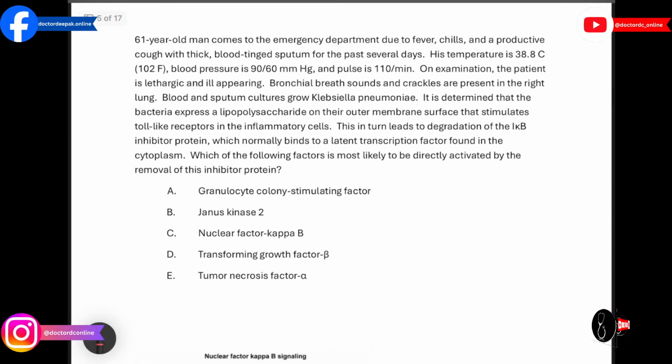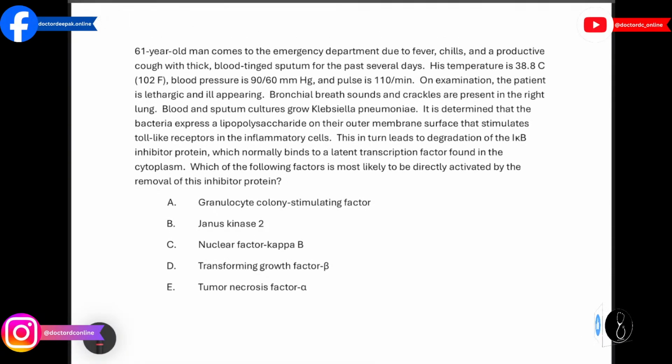Now we are moving to our next question. A 61-year-old man comes to the emergency department due to fever, chills, and a productive cough with thick, bloody sputum for the past several days. His temperature is 38.8 Celsius, blood pressure is 90/60, and pulse is 110 per minute. On examination, the patient is lethargic and ill-appearing, and bronchial breath sounds and crackles are present in the right lung. The blood and sputum cultures grow Klebsiella pneumoniae.